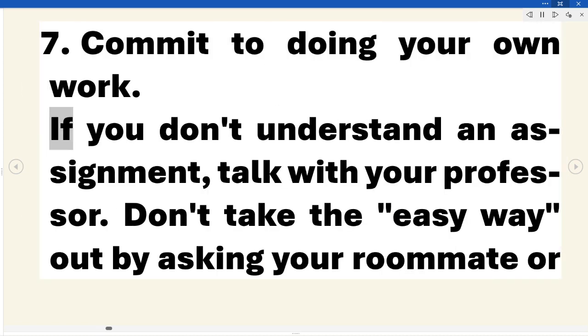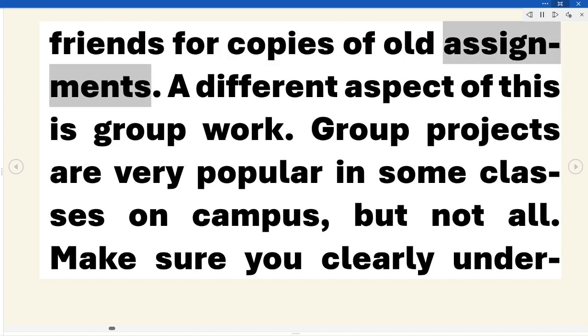Commit to doing your own work. If you don't understand an assignment, talk with your professor. Don't take the easy way out by asking your roommate or friends for copies of old assignments.